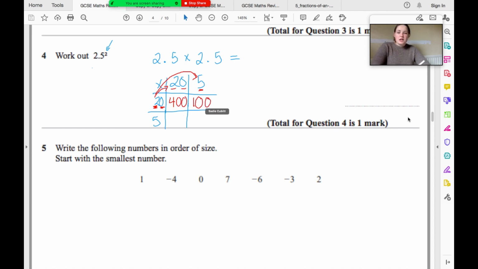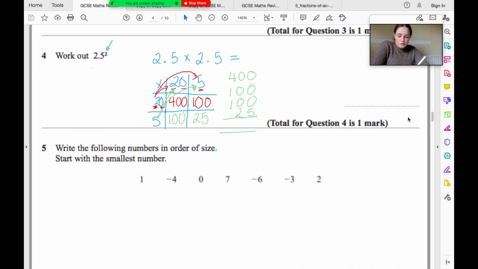Next, we're going to do 20 times 5 again. Well that's the same, so we can put in 100 there. And then we're going to do 5 times 5. 5 times 5, you should know, is 25. So we end up with 400 plus 100 plus 100 plus 25. So if we want to write that out, we can put it like this: 400, 100, 100 and 25. I'm just trying to show you a way of doing it without a calculator because it is a non-calculator paper.